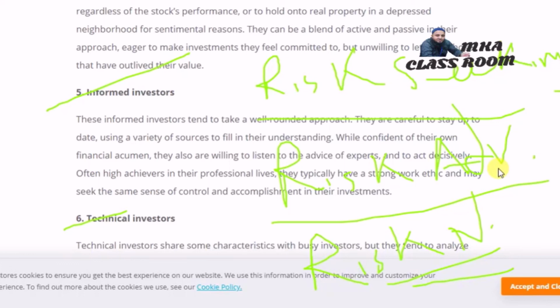Here are the 3 types of investor: 1, 2, 3. You know it very well: risk seeking, risk averse, and risk neutral investor. Thank you very much.